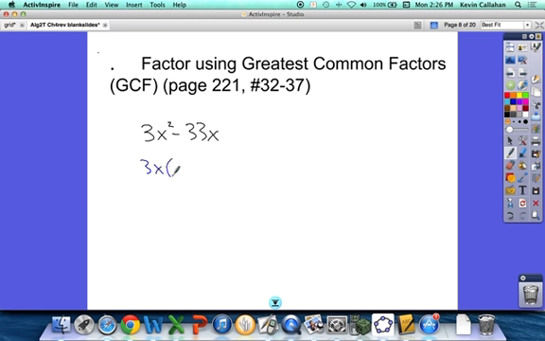What's left in the first set of parentheses? x minus 11? All right, that's it. Stop. Remember, if you want to check it, then do distributive property and see if you get back to what you started with. 3x times x, 3x squared. 3x times negative 11, negative 33x. So it's got to be right.